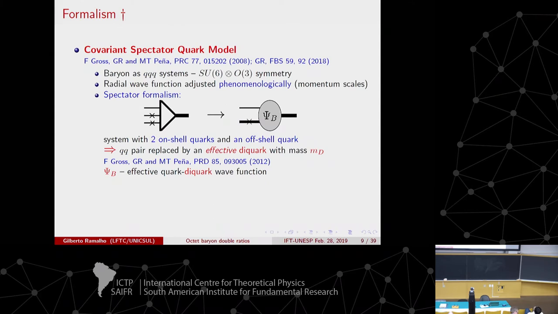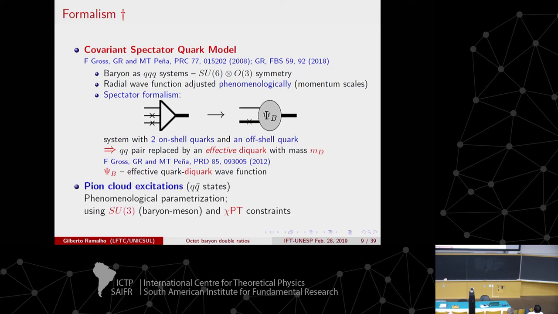So the covariant spectator quark model. In this model, the baryon is just a system of free quarks with the wave function described by these symmetries. But the radial function is adjusted phenomenologically, including some momentum scales that I'll mention in the next slides. The starting point is a system with free quarks, but where we consider two of the quarks are on mass shell. So what we can do is integrate these internal degrees of freedom and replace this quark pair by an effective diquark with a certain mass MD. And in this process, we define an effective quark-diquark wave function.